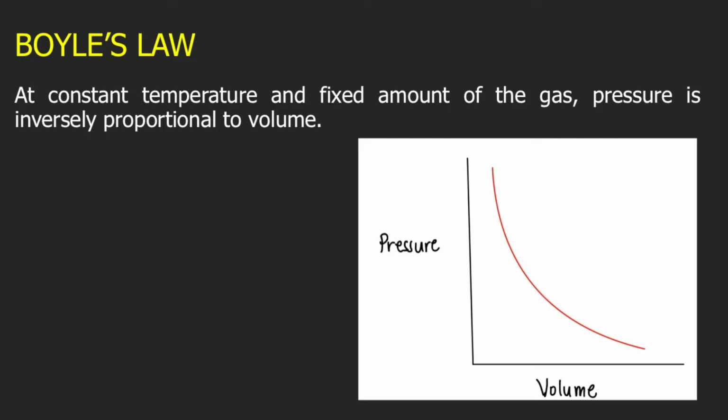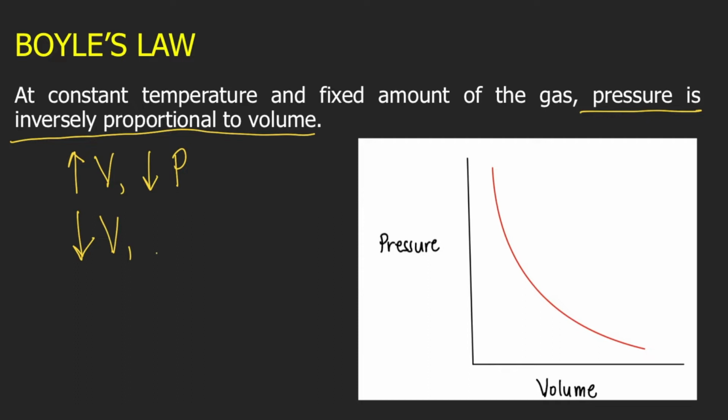According to Boyle's law, at constant temperature and fixed amount of gas, pressure is inversely proportional to volume. So again, pressure is inversely proportional to volume. What do you mean by inversely proportional? That means when you increase the volume, the pressure will decrease. On the other hand, if you decrease the volume, the pressure will increase. That's what you mean by inversely proportional.